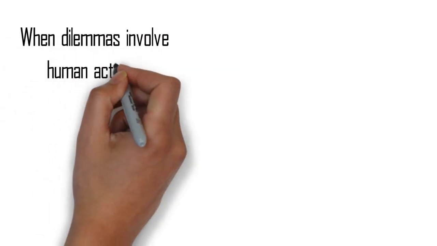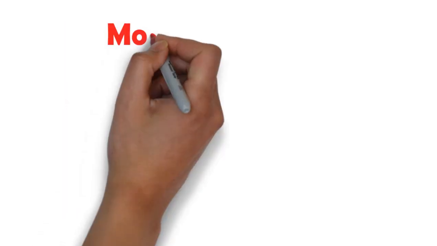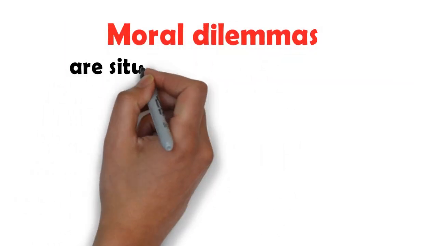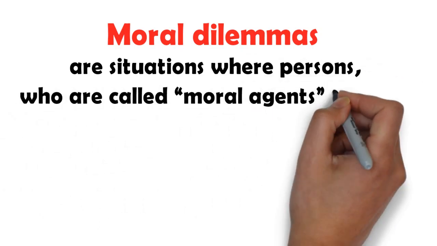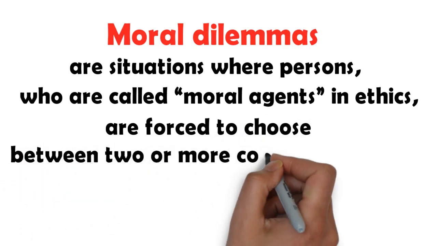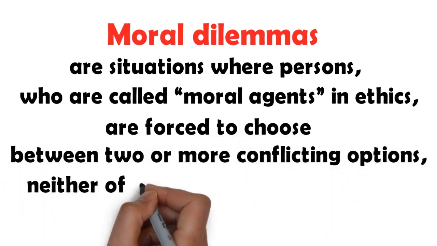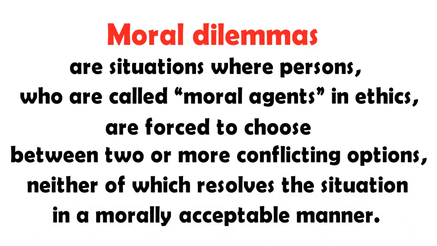When dilemmas involve human actions which have moral implications, they are called ethical or moral dilemmas. Moral dilemmas, therefore, are situations where persons, who are called moral agents in ethics, are forced to choose between two or more conflicting options, but neither of which resolves the situation in a morally acceptable manner. Let's consider this scenario as an example.